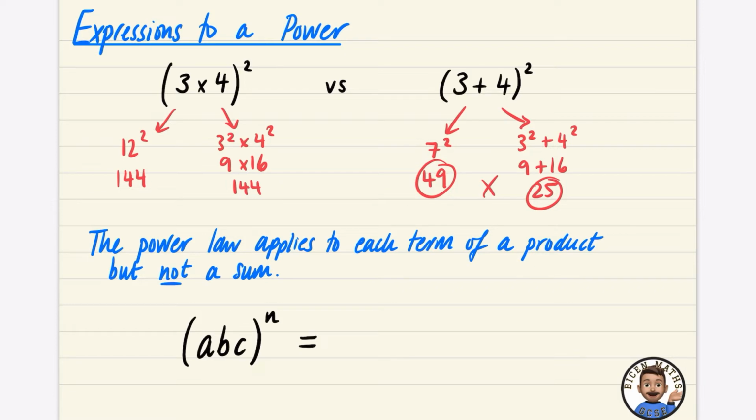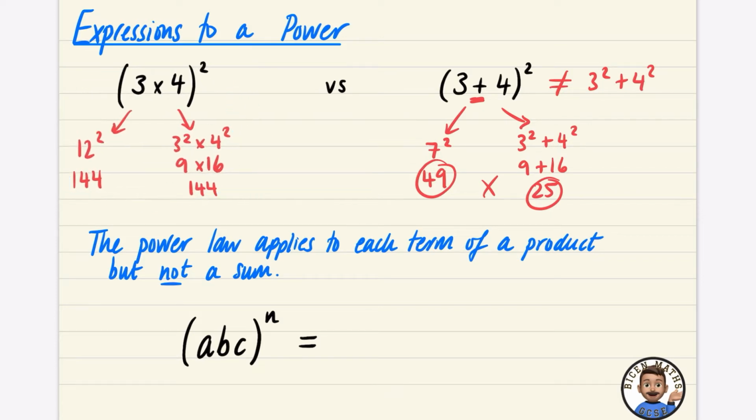So you cannot take the power when it's being added in the middle. You cannot say that it is 3 squared plus 4 squared. That does not work. This symbol here means that it does not equal. Whereas for this one that we've got here, it actually does equal what you might expect. It is 3 squared multiplied by 4 squared. So that power on the outside applies to both of the things on the inside, but only if it's multiplying. If it's adding, it doesn't work. And you can see with numbers it doesn't work, but it does work with these numbers over here. So the power law applies to each term of a product, but not a sum.